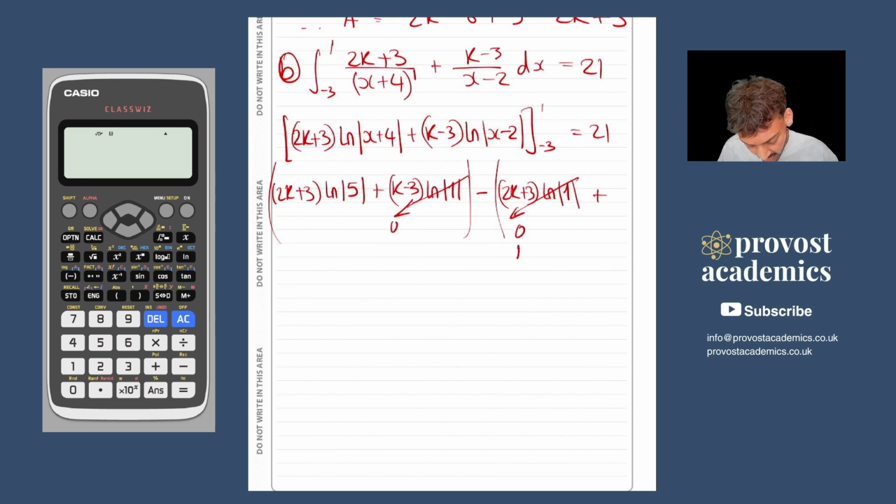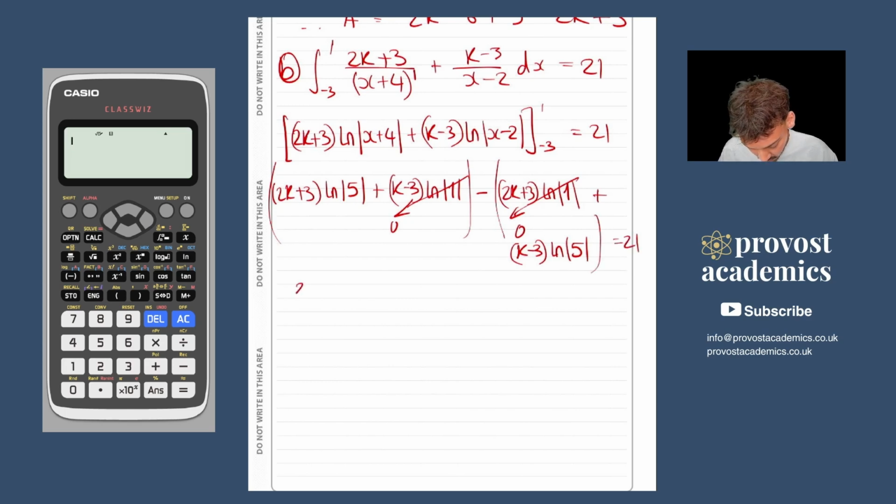Plus k minus 3 ln of, so this is where it's very important that you use your modulus operator, because I'm going to sub in minus 3 in there, and because it's minus 2, I'll get minus 5. Now you might be asking, well, how does it work then if it's minus 5? But because it's a modulus, we can actually take the positive bit. So we can say that that's going to be ln of 5. That's the whole point of having the modulus. And that's equal to 21.